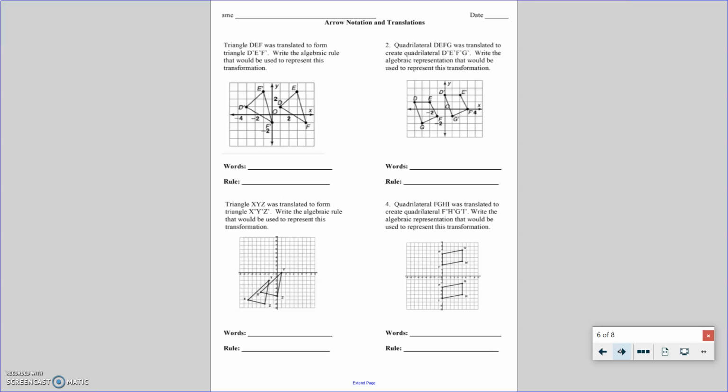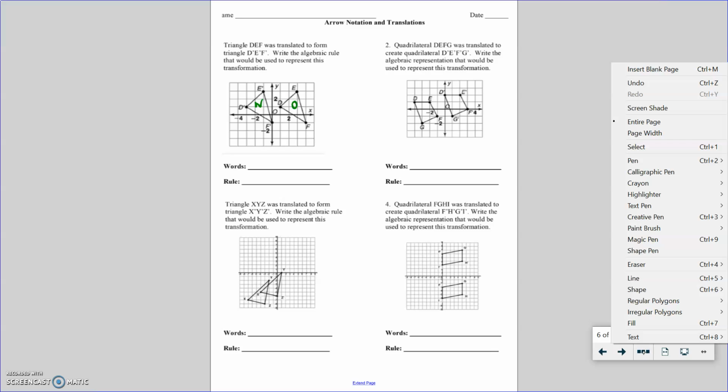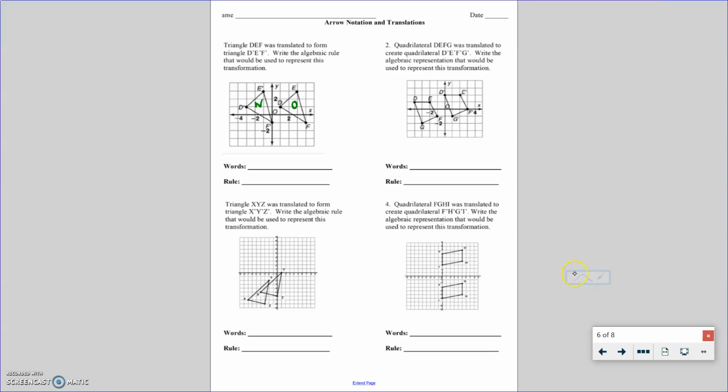So for number 1, the first thing I would do is identify my image and my pre-image. Well, my pre-image is the one that does not have the prime notation. So O stands for original and N stands for new. And so I'm going from the original to the new. And so I'm going to go 1, 2, 3, 4. I end up going 4 units left.